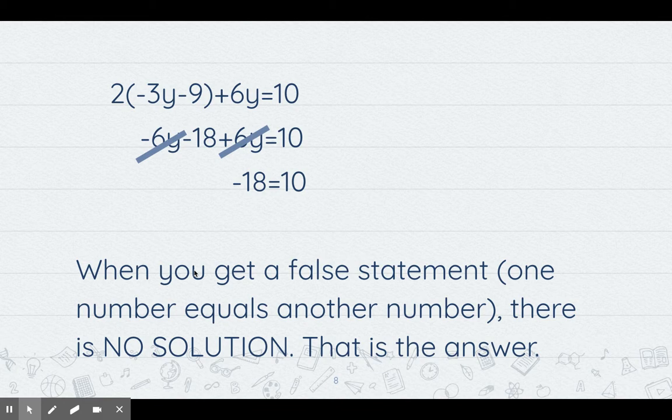Now you might be thinking, whoa, that looks a little weird. But it's actually kind of a good thing. When you get a false statement, which occurs when one number equals a different number, there is no solution. That's the answer. So we can actually stop doing the problem now and know that there's no solution. It doesn't matter what x or y equals, the equation will never be true.